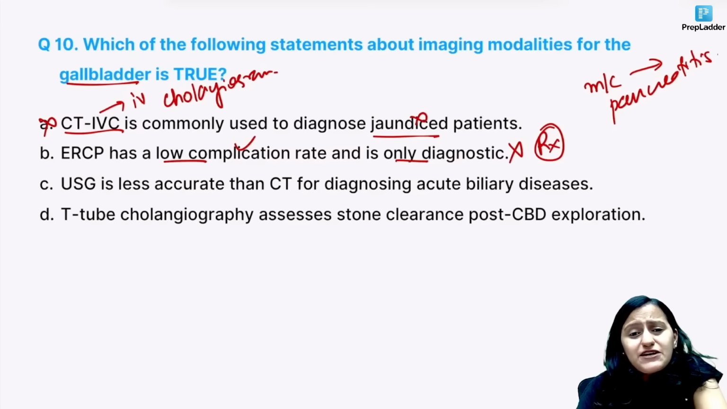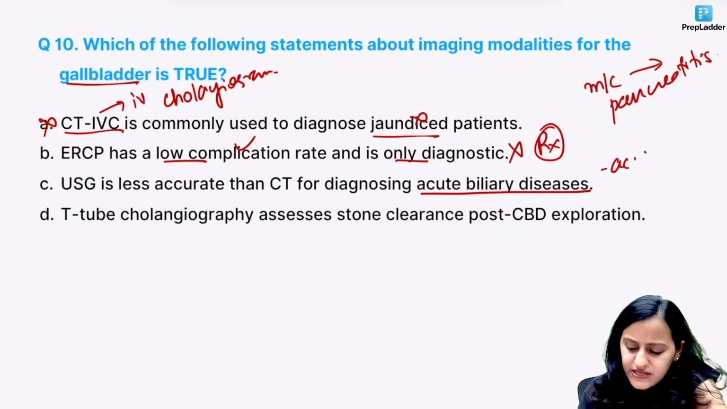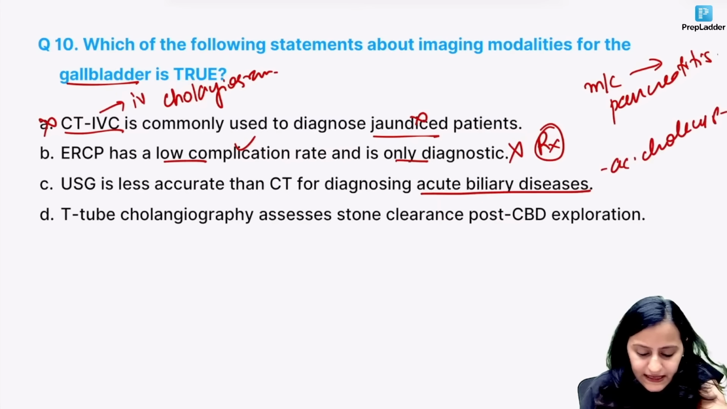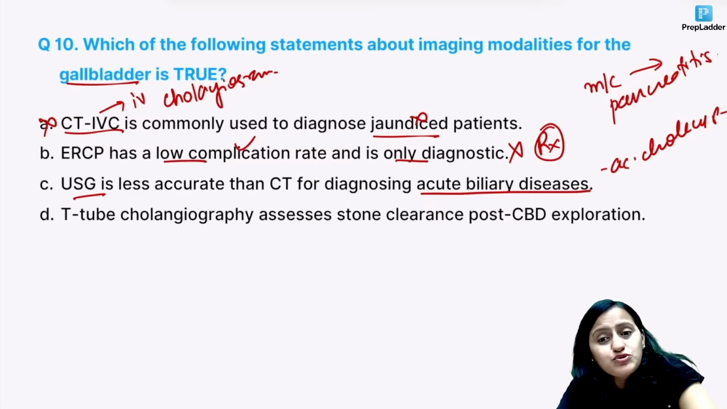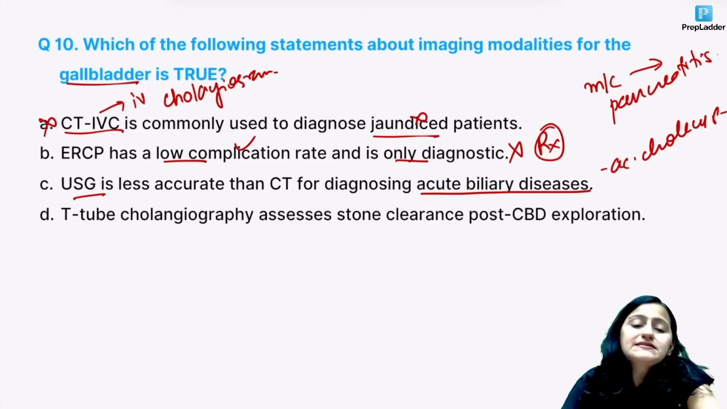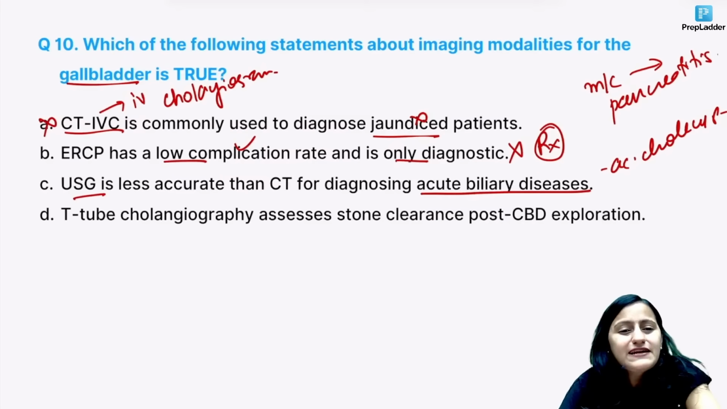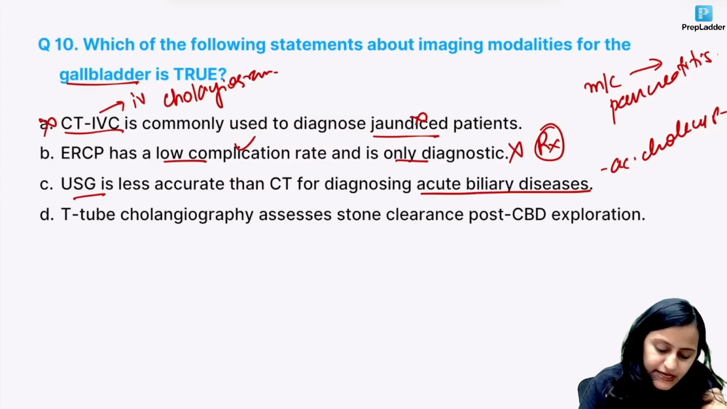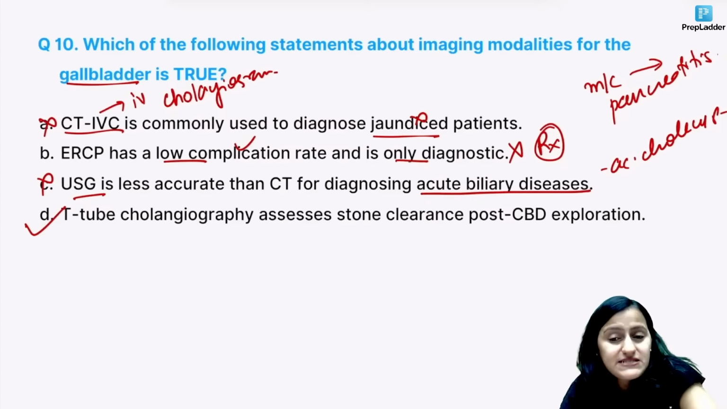USG is less accurate than CT for diagnosing acute biliary disease. When I say acute biliary disease, it also includes acute cholecystitis. In that, USG is rather better than CT, right? Because the gallstones which are not calcified are better seen on ultrasound. The fluid surrounding the gallbladder, all that is well seen on ultrasound. So this is also incorrect. So the remaining has to be correct, that T-tube cholangiogram assesses stone clearance post CBD exploration.